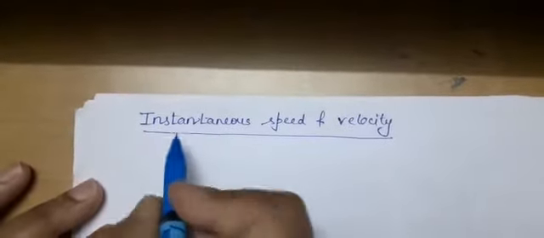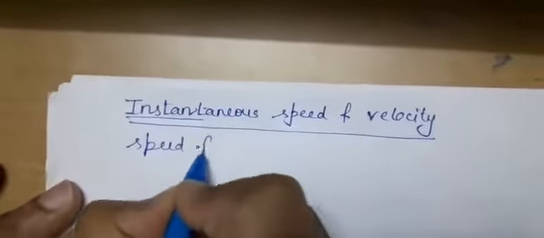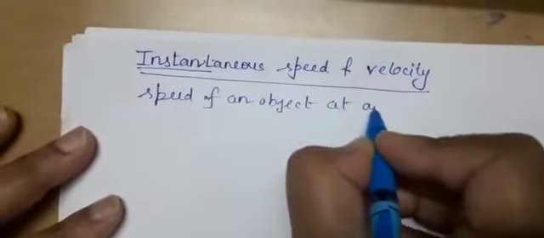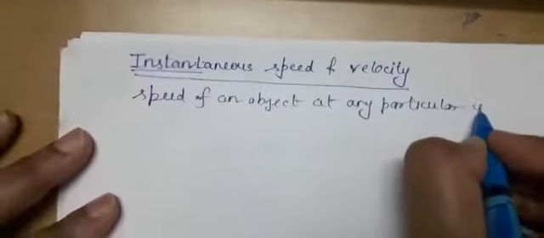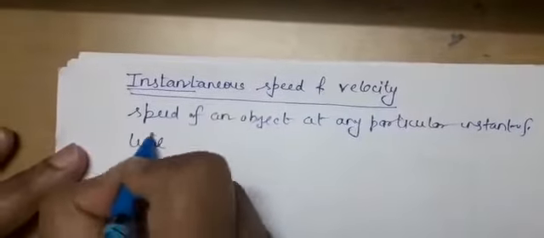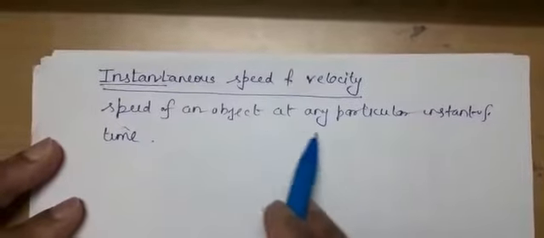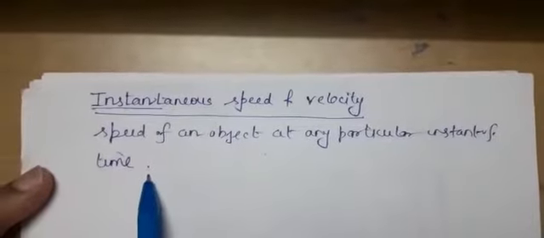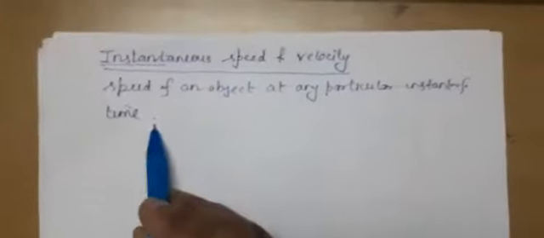Instantaneous, the word indicates that it is at one particular instant. Therefore, the speed of an object at any particular instant of time is taken as instantaneous speed. Or when we take the velocity of an object at any particular instant of time, we take it as instantaneous velocity.